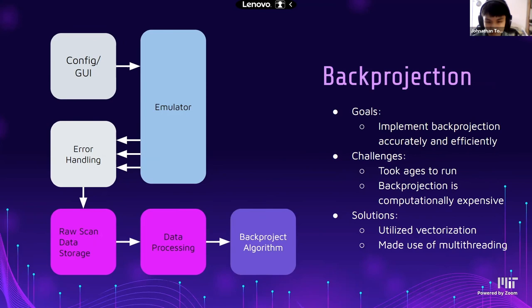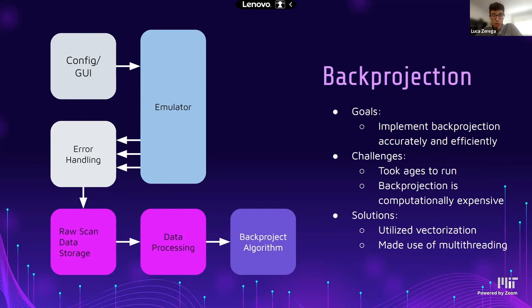So moving on to the back projection subsystem, we're going to encounter one of the most critical parts of our whole system, which is the back projection algorithm itself. Our goal for this implementation is for it to produce a quality image in a reasonable amount of time. And like every other group, we did have a few issues with this. First, back projection is inherently computationally expensive. And secondly, our original implementation made it much worse.